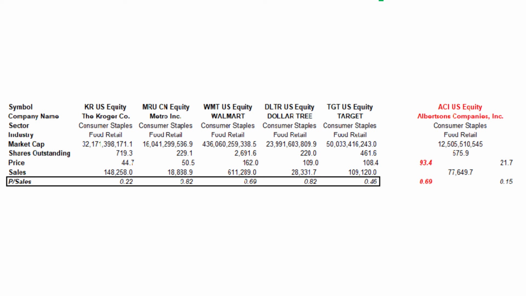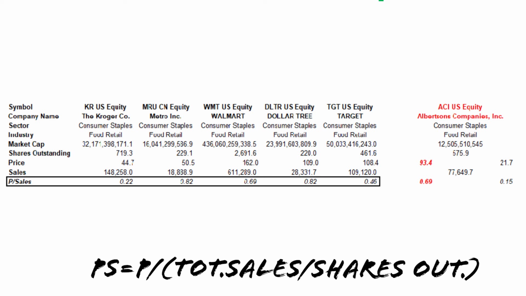As a first step, we are going to identify the peer group, which in this case belongs to the food retail sector, and download some basic past data like market cap, shares outstanding, price and sales. The ratio between the price and sales per share gives us our multiple.